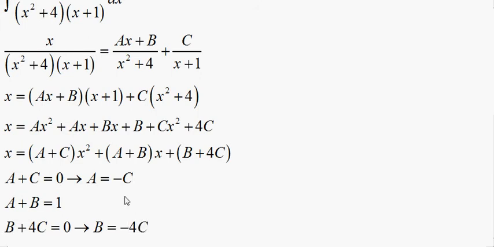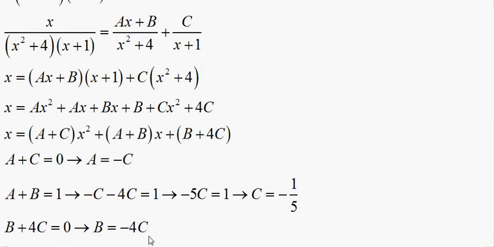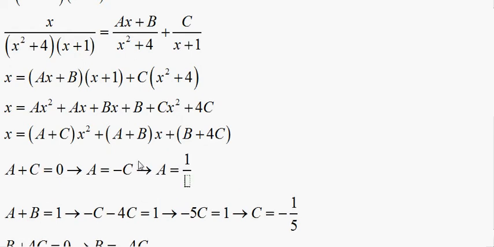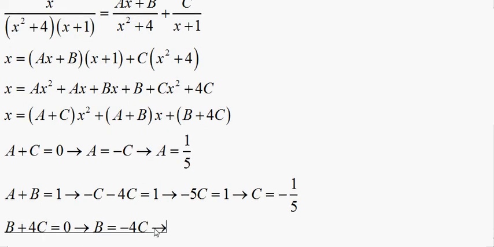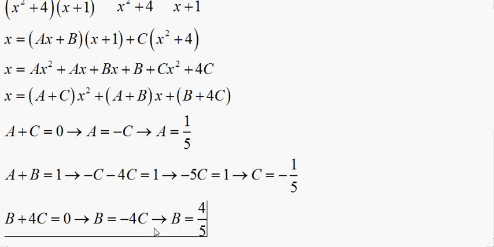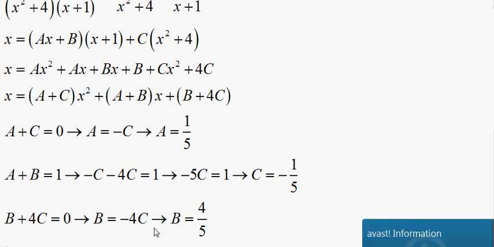And now we plug these two into the middle, and we get negative c minus 4c equals 1, or negative 5c equals 1, or c equals negative 1/5. Since c is negative 1/5, that means a is equal to 1/5, and that means b is equal to 4/5. There we go. Makes sense, right? Not too bad.